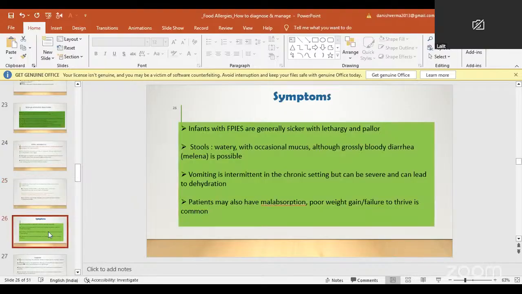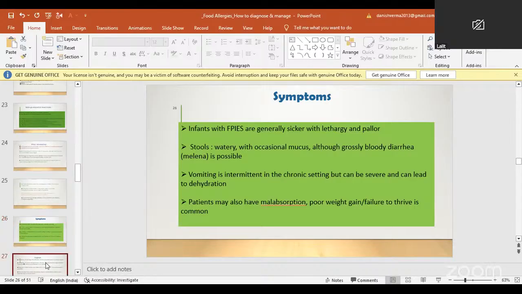Symptoms of FPIES: they can have a very sick child with lethargy and pallor. Usually they present with watery or mucoid stool. Grossly diarrheal stool is possible, although rare. Vomiting is intermittent. In a chronic setting, it can be severe and can lead to dehydration, as I said. Patient may also have malabsorption. They can have failure to thrive.